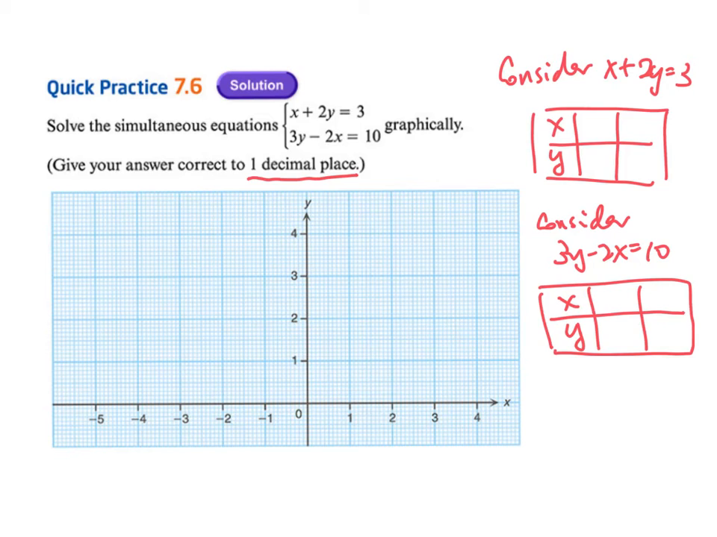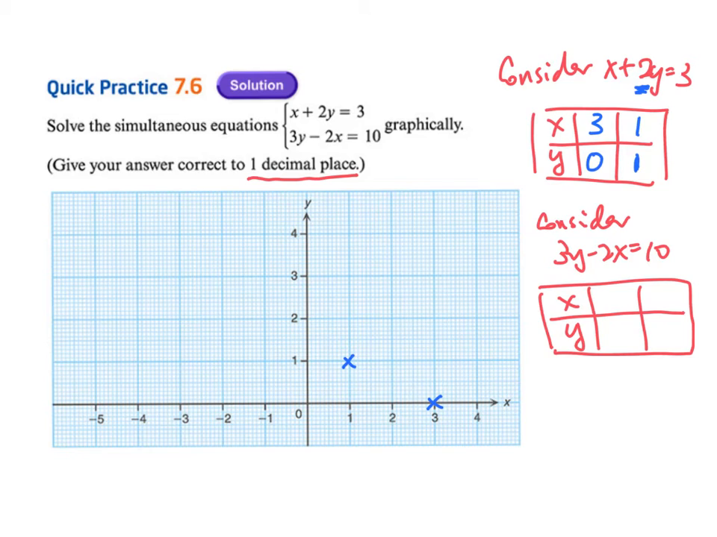Okay, so I will choose the points. I substitute 0, so x would be equal to 3. And then I can substitute 1, so x plus 2 equals 3, so x would be equal to 1. I will only find 2 points. So 3, 0 is here, and then 1, 1 is here.